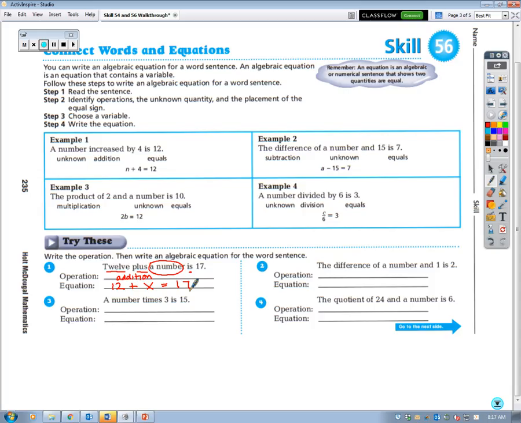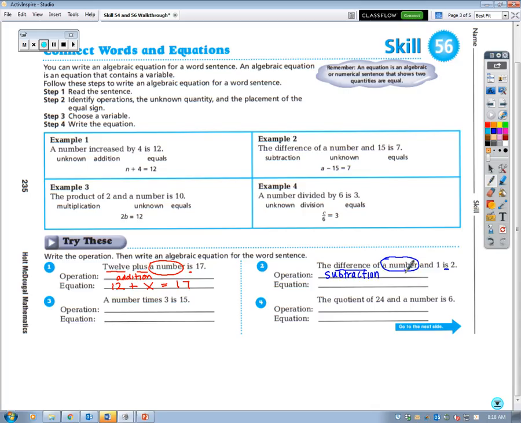The difference of a number and 1 is 2. The difference of a number and 1 is 2. What's our operation? Subtraction. Difference is subtraction. So we've got the difference of a number.